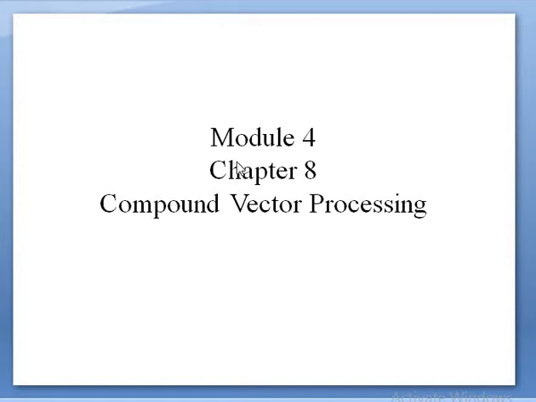Let's continue chapter 8 of module 4, compound vector processing. After the basic operations between two vectors and a scalar, like vector gathering and scatter, all the operations we have studied. Also we have studied vector and vector-scalar instructions.